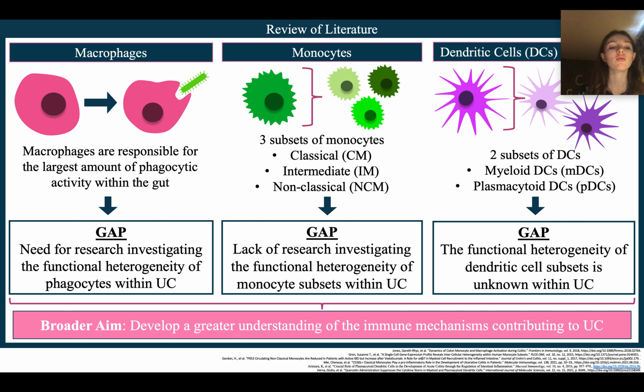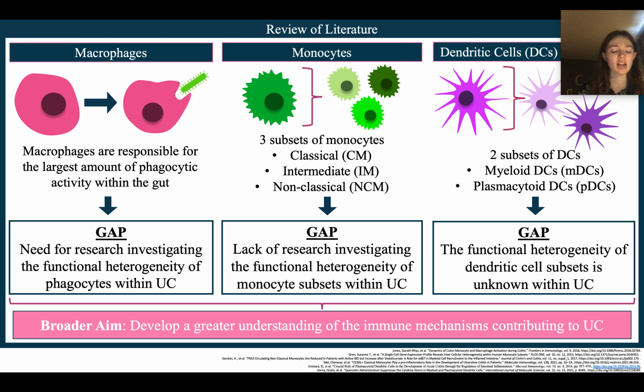However, there is a need for further research investigating the functional heterogeneity of phagocytes, such as macrophages and other myeloid cells, within UC. Secondly, I chose to investigate monocytes, of which there are three subsets: classical, intermediate, and non-classical. However, there's a lack of research investigating the functional heterogeneity of monocyte subsets within ulcerative colitis. Thirdly, I chose to investigate dendritic cells, of which there are two subsets: MDCs and PDCs. However, the functional heterogeneity of these DC subsets is unknown within UC.